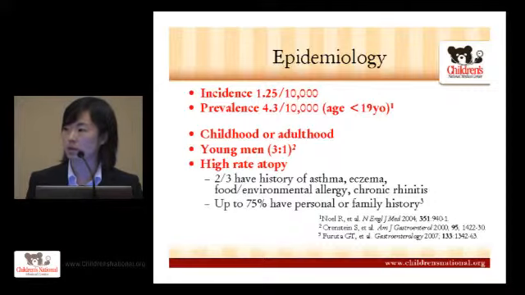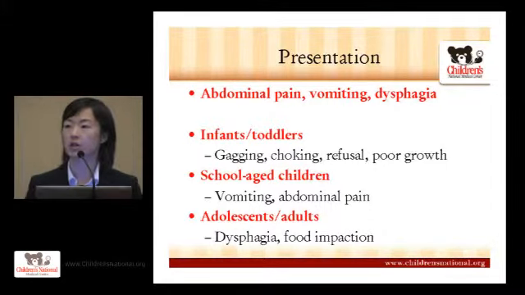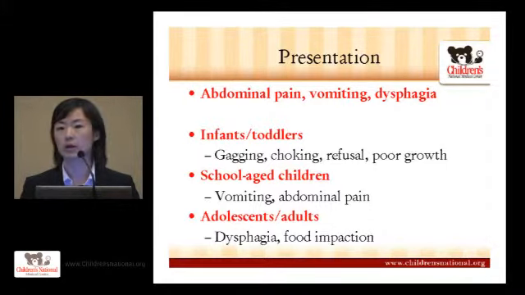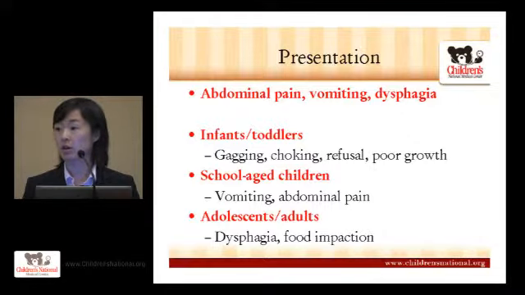Two-thirds of them have a history of asthma, rhinitis, or other allergic disease, and up to 75% have a personal or family history of atopy. These kids typically present with abdominal pain, vomiting, or dysphagia, but the symptoms are very age-dependent. Infants and toddlers tend to present with feeding difficulties, school-age children with abdominal pain and vomiting, and older kids and adults with dysphagia and food impaction.